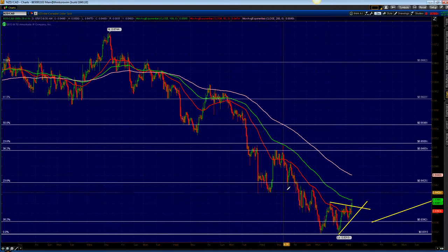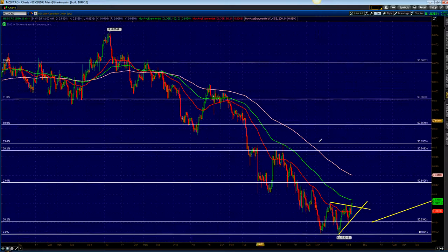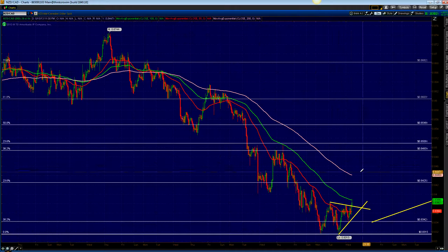Again, major resistance levels will be around these moving averages, then 84, and then the big one will be 84.40, which is the 200-hour EMA. You can see it's been fairly resistive in the past as the start of this downtrend. So that may be the first significant barrier that we see here on Kiwi CAD.